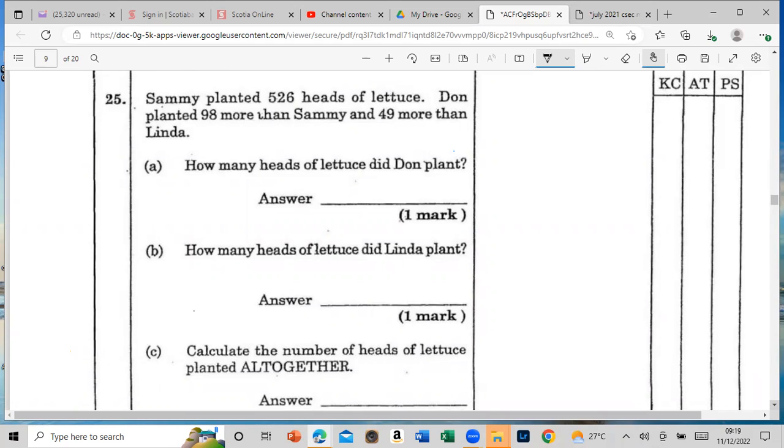All right. So it says Sammy planted 526 heads of lettuce. Dan planted 98 more than Sammy and 49 more than Linda. And then it says, how many heads of lettuce did Dan plant? So work it out and let me know. And then it says, how many heads of lettuce did Linda plant? And C says, calculate the number of heads of lettuce planted all together. So you guys can take your time and work that out, all right? We're not rushing it.